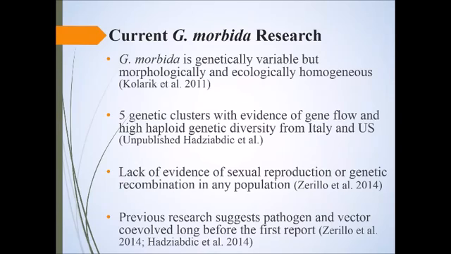So what has been done about Geosmithia morbida? Geosmithia morbida is genetically variable, but morphologically and ecologically homogeneous. Five genetic clusters with evidence of gene flow and high haploid genetic diversity were found from Italy and the US. And Geosmithia morbida lacks evidence of sexual reproduction, which is really important. Previous research suggests the pathogen and vector co-evolved long before the first report of disease.